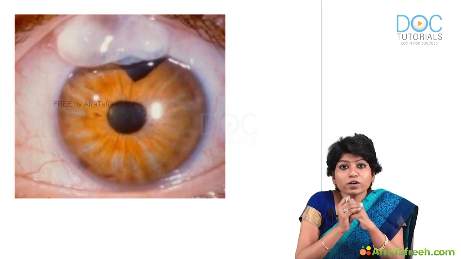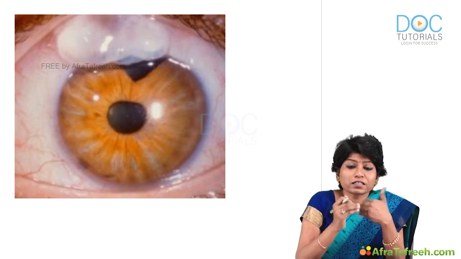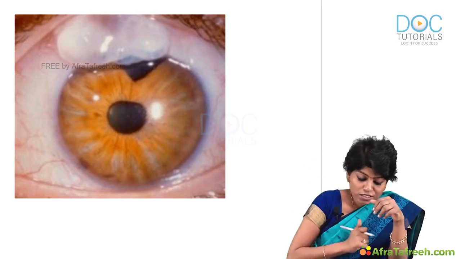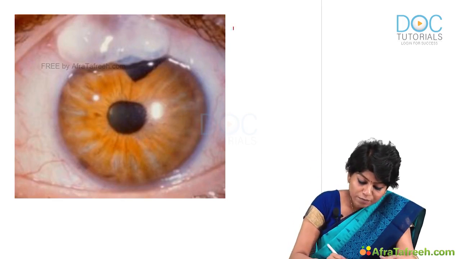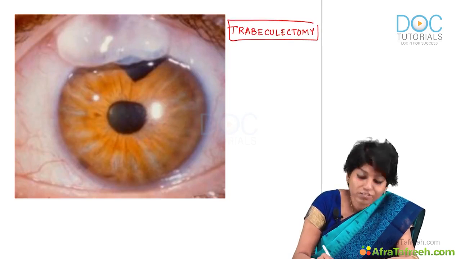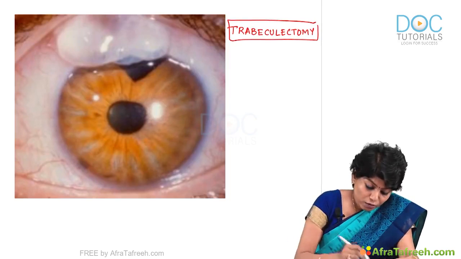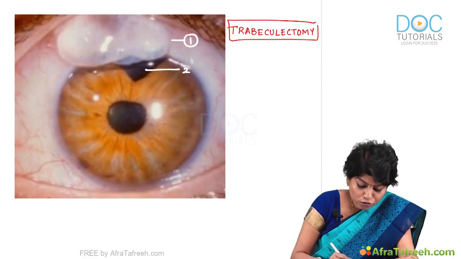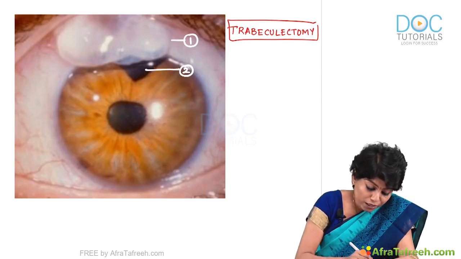The next surgery that we are going to talk about is what are the procedures that we do for glaucoma. So, as you see here, what procedure has been done here? Trabeculectomy has been performed. Now, how do I know that this is a trabeculectomy? Two things. Number one is this one. Number two is this.